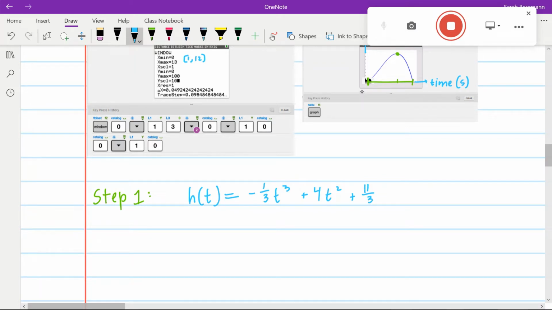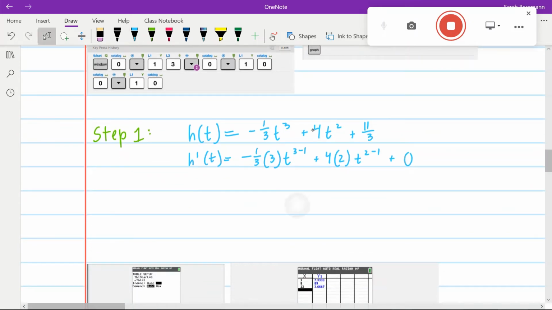So in order to take the derivative, these are multiple terms, so I'm going to go term by term. For the first term, it's a power, so I'll use power rule, bring down the power, subtract 1 from the power. Same for the second term, bring down the power, subtract 1 from the power. For the third term, however, since this is a constant, the derivative is just 0.